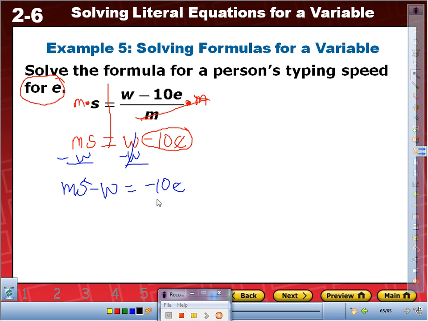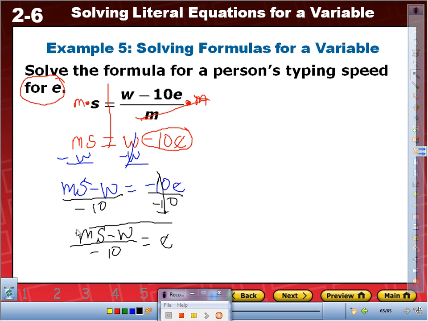The negative 10, right? So therefore, if the negative 10 is multiplying, we need to divide by negative 10. We're left with MS minus W divided by negative 10 equals E. And we're done. Yes, it is. Okay. How are we doing? All right? Okay, let's do another one.